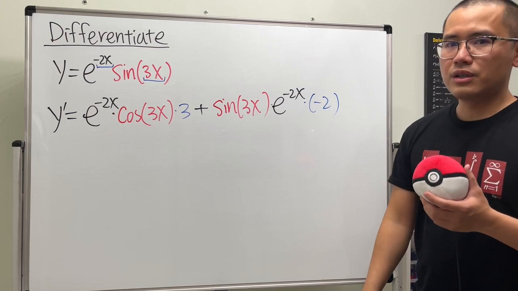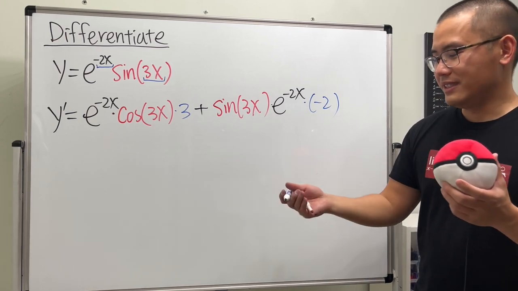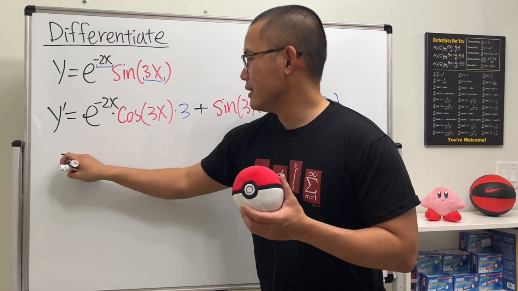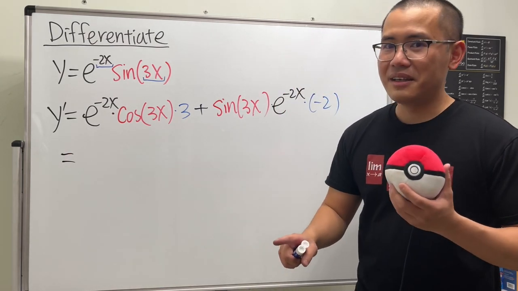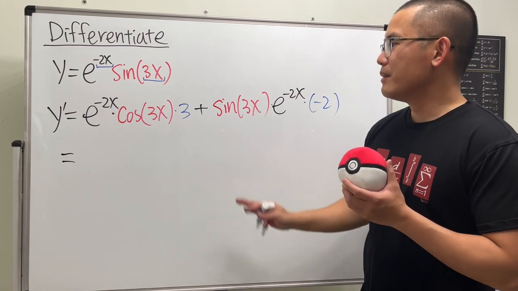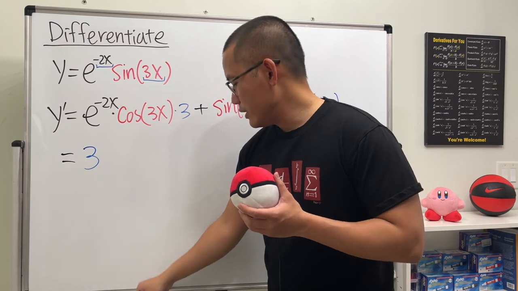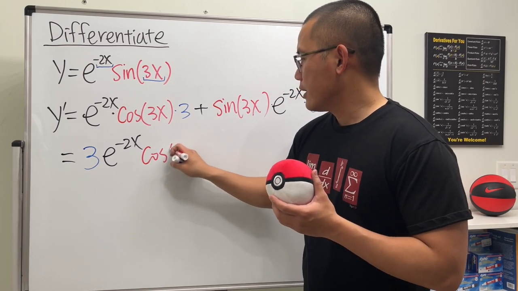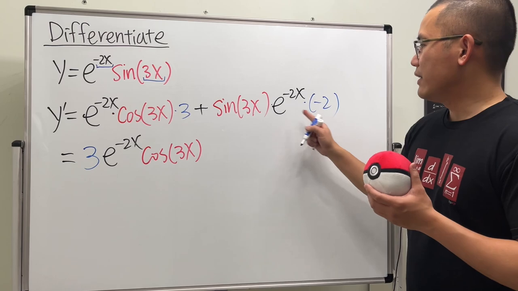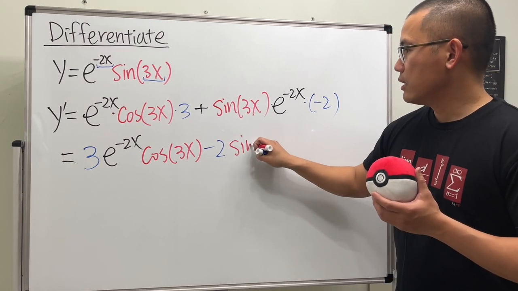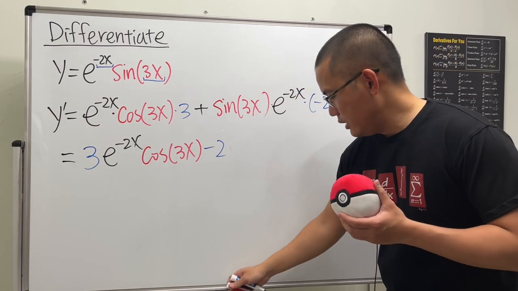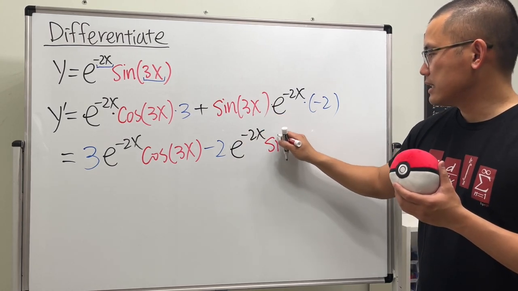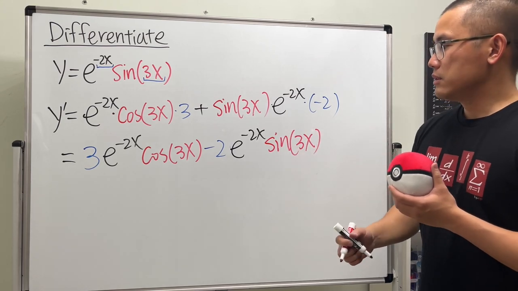So this is the construction of the derivative, and at the end we're just writing down the nice order that we like. And you can also factor out e to the negative 2x, but there's no need. Unless you want to do the second derivative, in that case, factoring out e to the negative 2x is a good idea. But for this one, let's just write it as 3 all the way in the front, and then we have e to the negative 2x, and then we have cosine of 3x like this. And then we have negative 2, and then we have sine. Well, let's write e to the negative 2x first, just to keep the same order. So we have e to the negative 2x and then sine of 3x. So that's it.